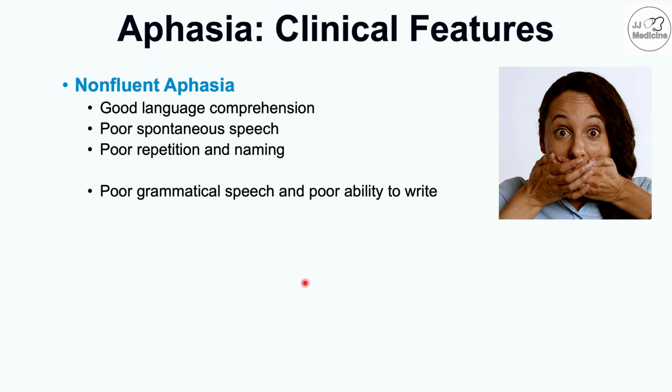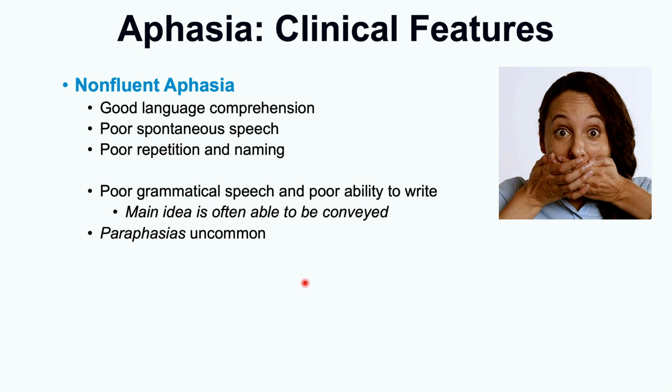Non-fluent aphasia patients have poor grammatical speech and poor ability to write, so even though they understand what's spoken to them, when they try to speak, it's very broken. Their sentences are broken. But interestingly, the main idea that they're trying to speak is often able to be conveyed. It's just the sentence is often broken. And paraphasias in this type of aphasia are uncommon.